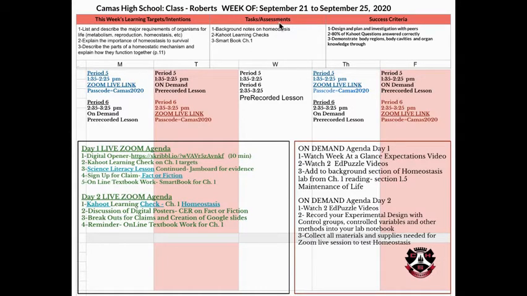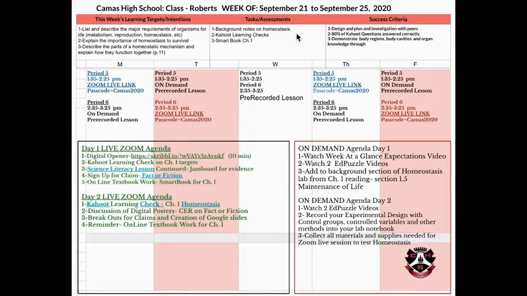On your tasks and assessments, I'm going to be having you do background notes on homeostasis. So what I mean by background notes is, in a lab notebook or in your digital notebook, whichever mode you are using, you are going to start taking notes on anything related to homeostasis from your chapter readings. So my labs will always start with learning something first and trying to understand it and then asking a question about it.